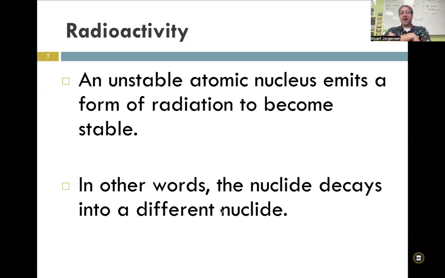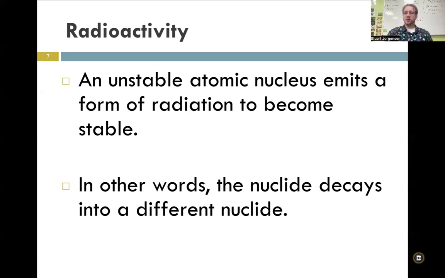Well, when you hear the word radioactivity, an unstable atomic nucleus can shoot out a form of radiation in order to become more stable. We'll talk about radiation here in just a second. But whenever you hear radioactivity or a radioactive particle, this is a particle that's going to spit out some form of energy in an effort to become stable.